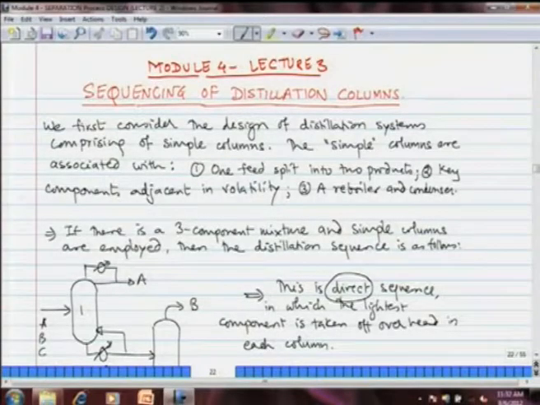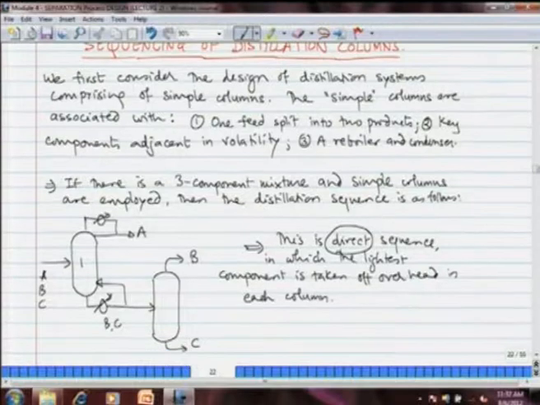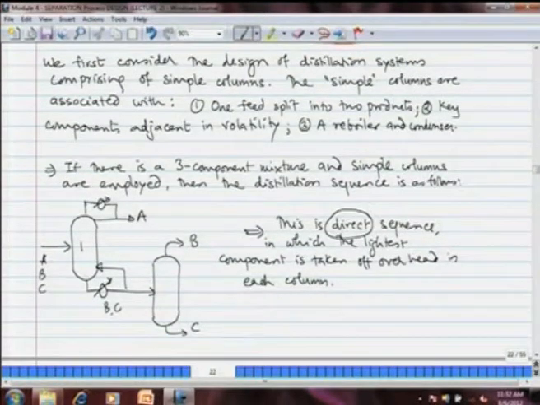In the earlier lecture, I told you that for separation of a 3 component mixture, we need minimum 2 simple columns, and then we can go for either a direct sequence or an indirect sequence of separation. The simple columns are associated with one feed split into 2 products, key components adjacent in the relative volatility, and a reboiler and a condenser.